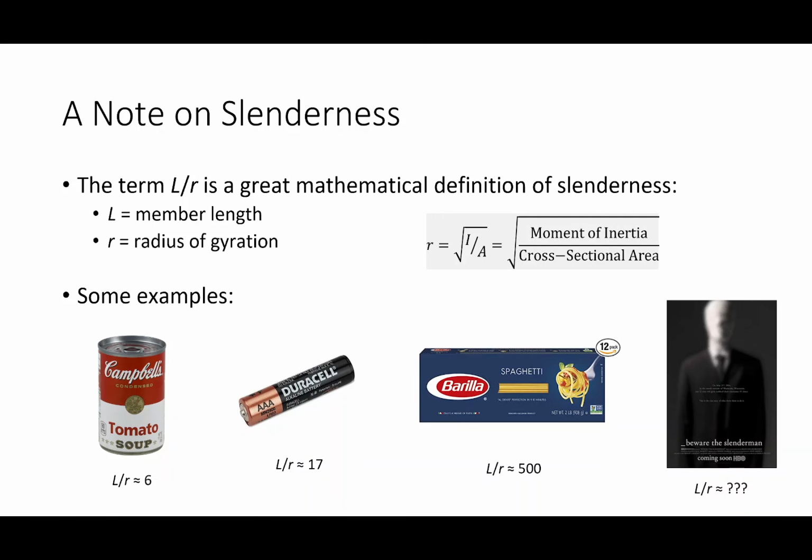What we're going to do is take the length of the member and divide it by its radius of gyration. Now, first off, let's talk about the radius of gyration. What is the radius of gyration?